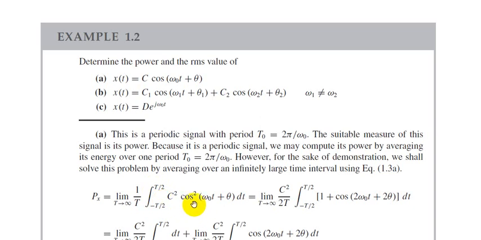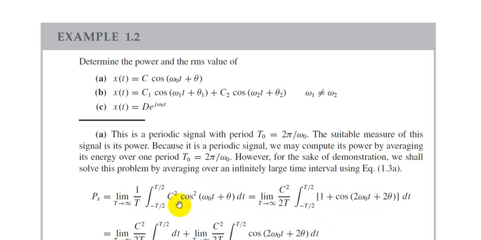Therefore, we have got only cos square (omega naught t plus theta) dt. Let's consider the whole thing as theta, so you have got cos square theta. You can express cos square theta as (1 plus cos twice theta) divided by 2. This is how you will elaborate this cos square function.